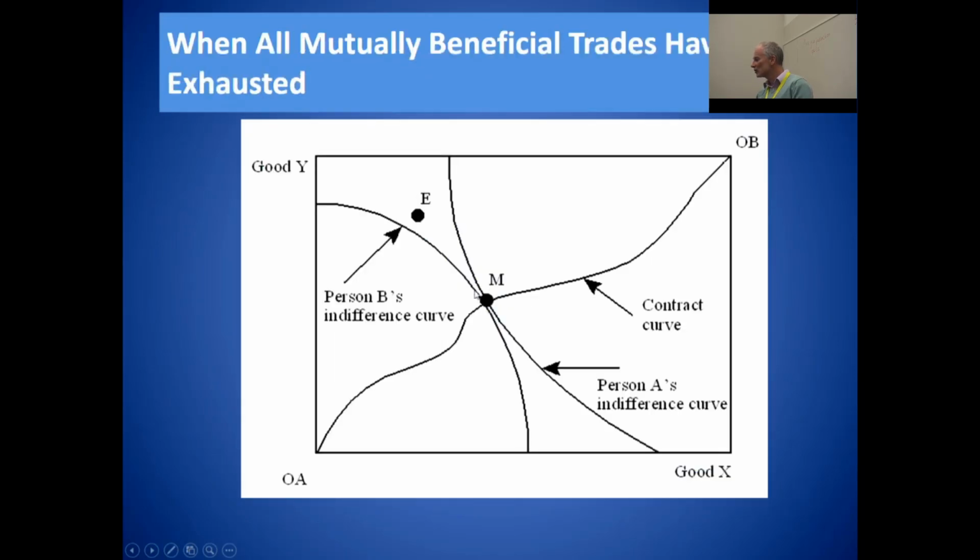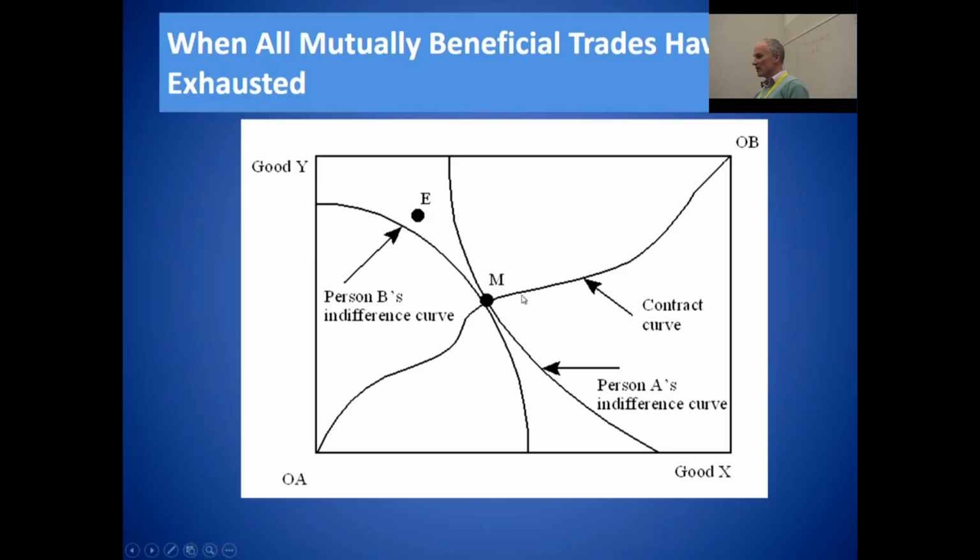And this will continue until we arrive at a point such as M. And at point M, there is no further scope or incentive for these individuals to trade with one another. So if you look at point M, that line there is the indifference curve for person A that passes through point M. That line there is the indifference curve for person B that passes through point M. And ask yourself the question, where from point M does person A want to move to make himself better off? Well, he wants to move from point M above and to the right. He wants to move into this area here, onto a higher indifference curve.